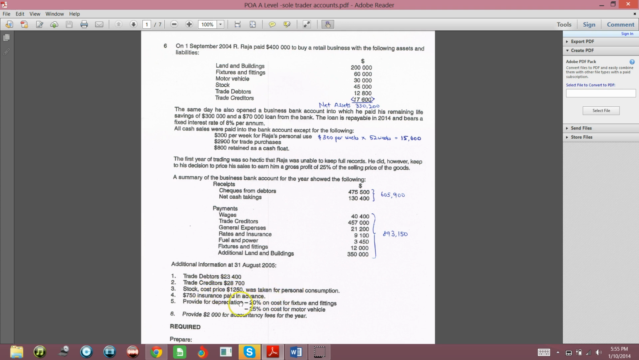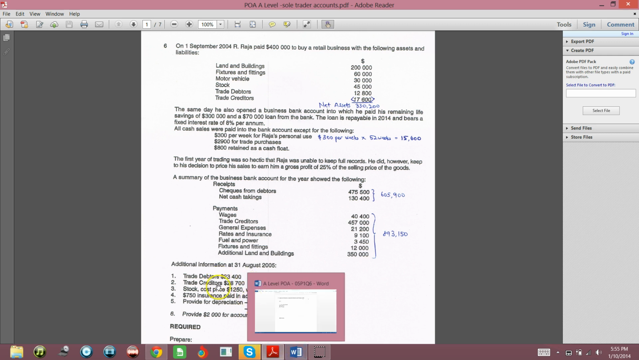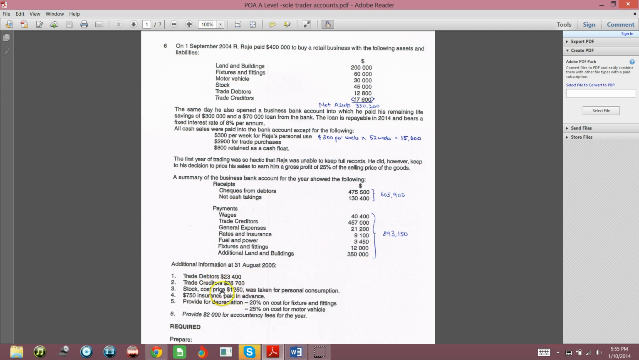1250 was taken for personal consumption, 750 insurance was paid in advance. So now I know what is easy: trade debtors. I will put trade debtors in the current asset and trade creditors in the current liability.